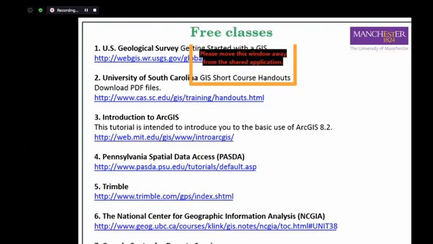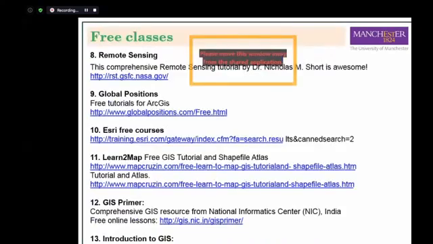Now I have pointed out a few free GIS classes throughout the world. The US Geological Survey provides them. You can log in to their website, and they provide free GIS classes. Introduction to ArcGIS, University of Southern California, Pennsylvania Spatial Data Analysis, National Center for Geographic Information and Analysis, Canada Centre for Remote Sensing. These are all online classes. You can freely access these classes and learn from their website to update your knowledge and your skill.